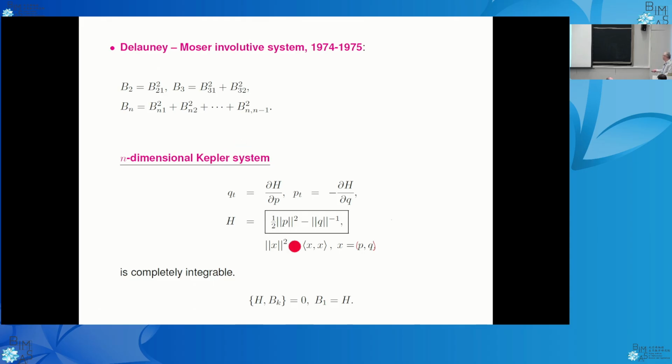Here is our Poisson bracket, and this is the Hamiltonian function H. What is the system of independent functions? Such a Poisson bracket is just B_k. Use those functions defined by Delaunay-Moser. So this is the first finite integrable system in the Liouville sense.